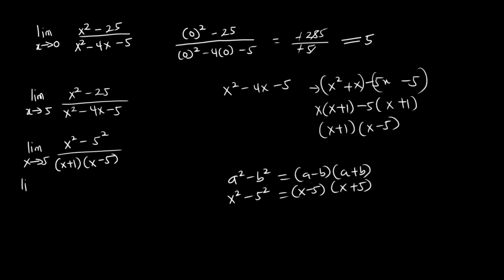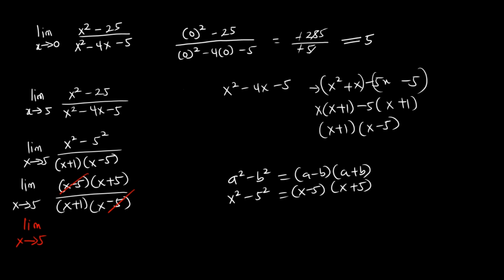So let's rewrite it. I'm going to have the limit as x approaches 5 of x minus 5 times x plus 5, divided by x plus 1 times x minus 5. So at this point you can cancel out the common factor. This x minus 5 will cancel out this x minus 5. So I'm going to have the limit as x approaches 5 of x plus 5 divided by x plus 1.